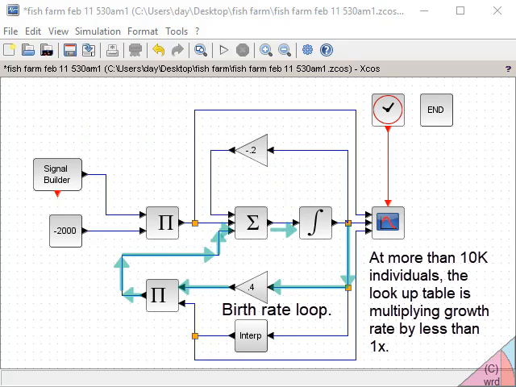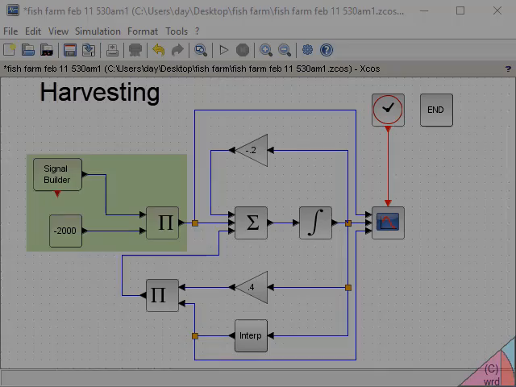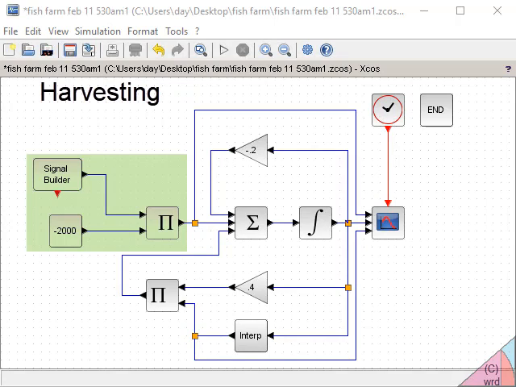Here is the growth loop for birth rate. The lookup table contains the carrying capacity trim. The lookup table reads present population to see if fertility should be reduced. If so, a lookup table puts out a fertility factor of less than 1. This is the harvesting branch of our model.